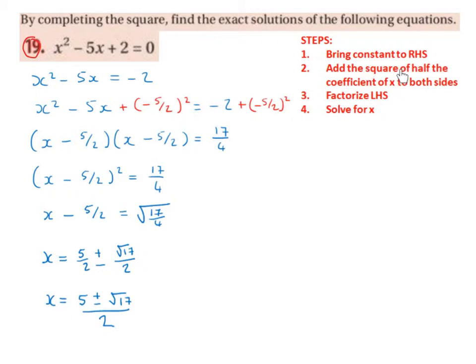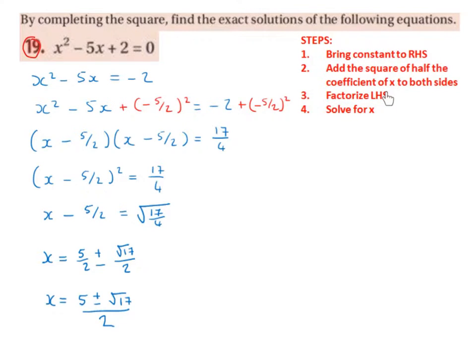Step 2, add the square of half the coefficient of x to both sides. So the coefficient of x is minus 5 and half of minus 5 is going to be minus 5 over 2. So we add minus 5 over 2 squared to either side. Make sure that it's in brackets.